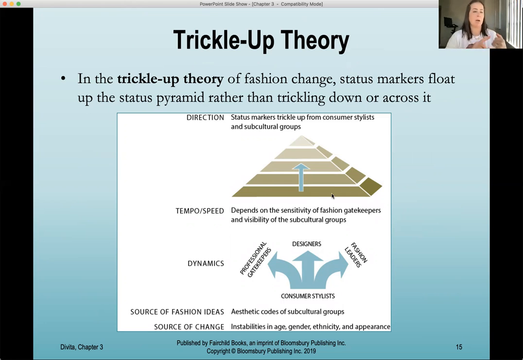So underground ravers, rappers, certain people that are in sports or different subcultures, right? They have their own style, their own aesthetic, the things that they participate in, and they have their own dynamic within fashion that is seen from the different class levels, and it slowly is adopted upwards. Okay, the tempo and speed depends on the sensitivity of the gatekeepers in each class system to the trend or to the fashion, and the visibility of the subculture groups.